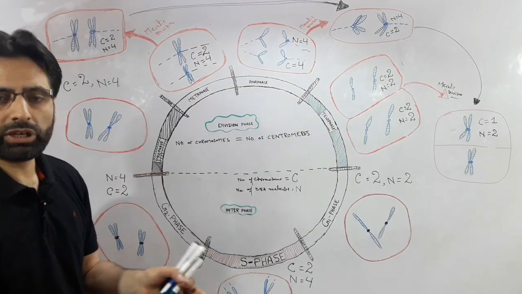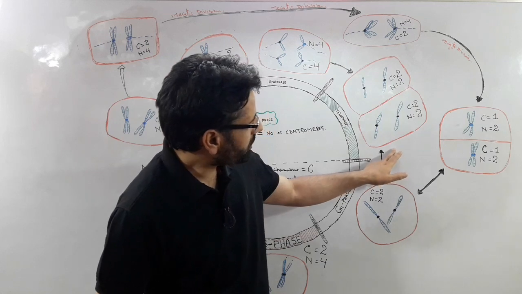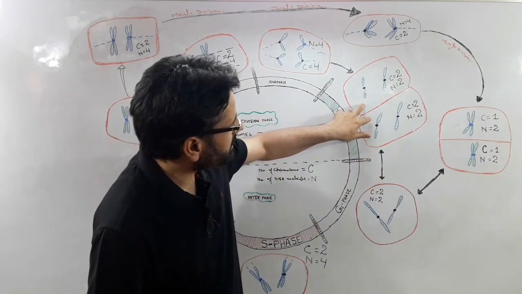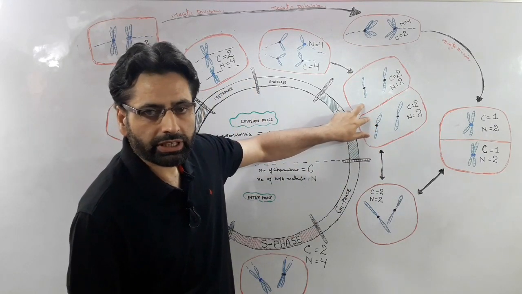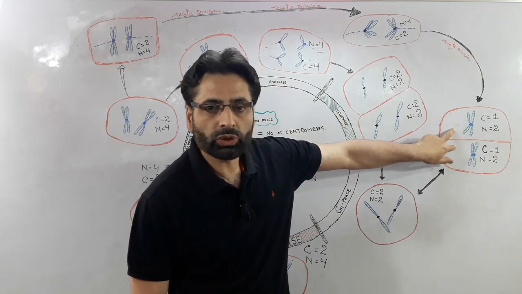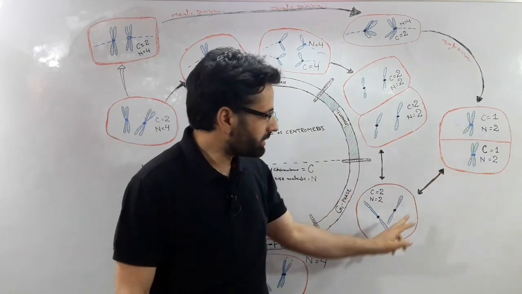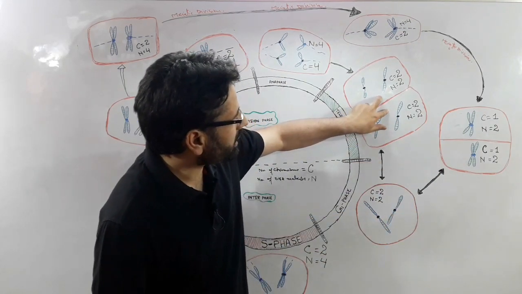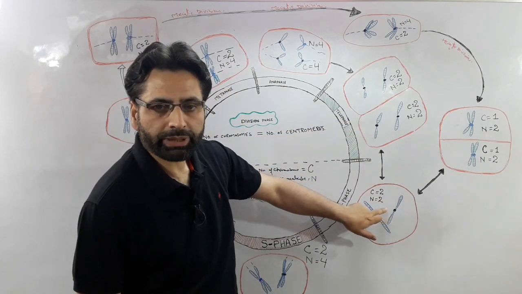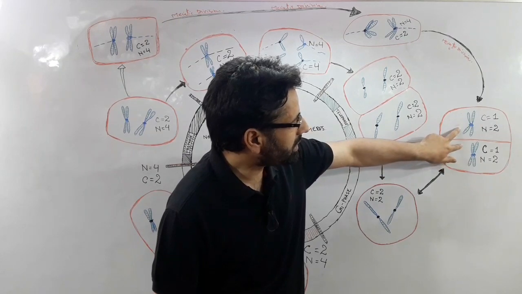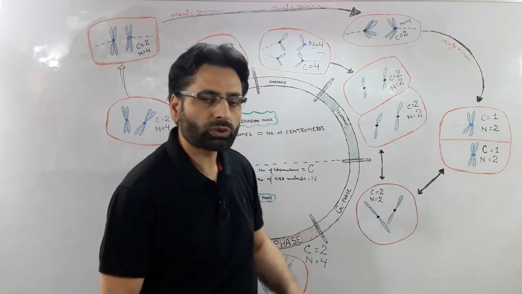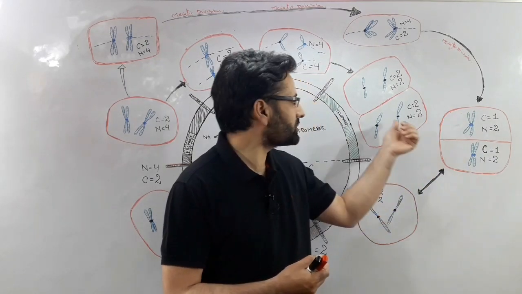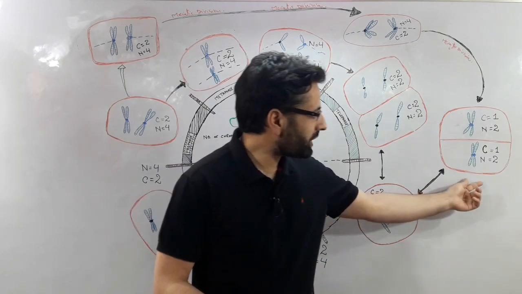Now at this point, if you compare these 4 cells with this parent cell, you will observe that these 2 cells are produced by the mitotic division and these 2 cells are produced by the meiotic division. If you compare these 2 products with this original cell, you will observe that these 2 cells have the same number of chromosomes as the parent cell, and these 2 cells have half the number of chromosomes compared to the parent cell. So it is here that meiotic division differentiates from mitotic division.